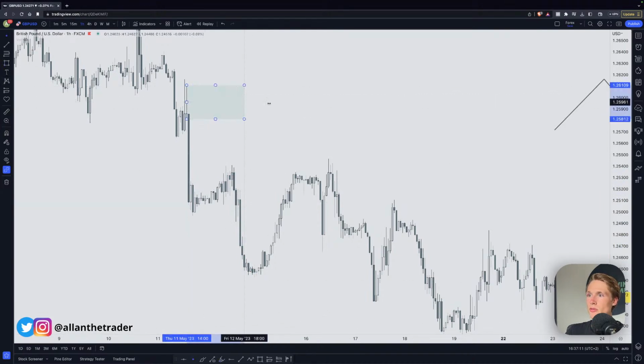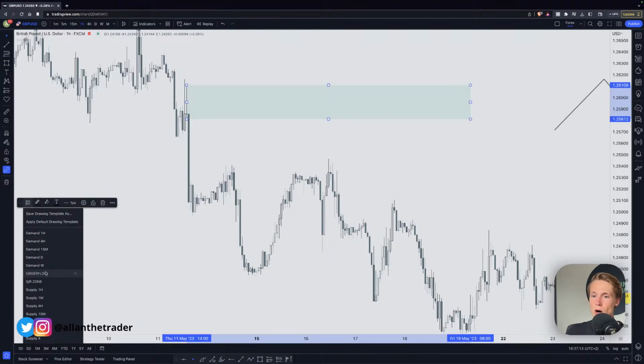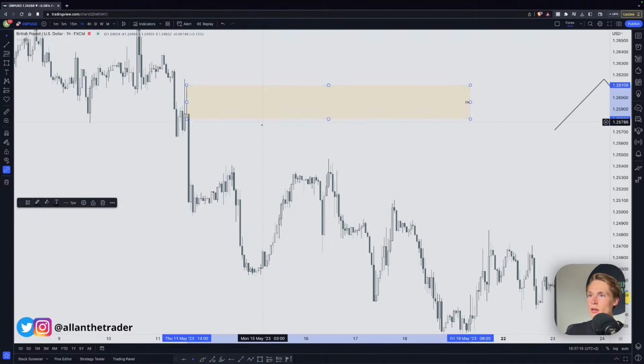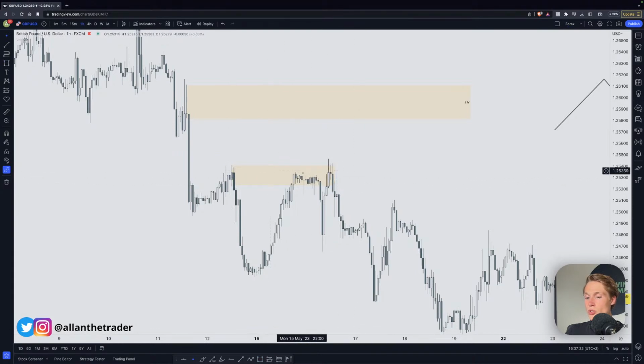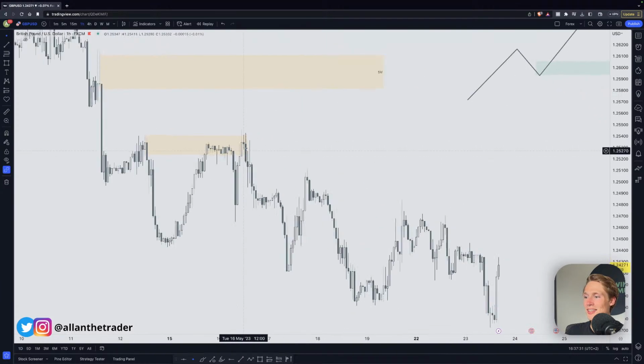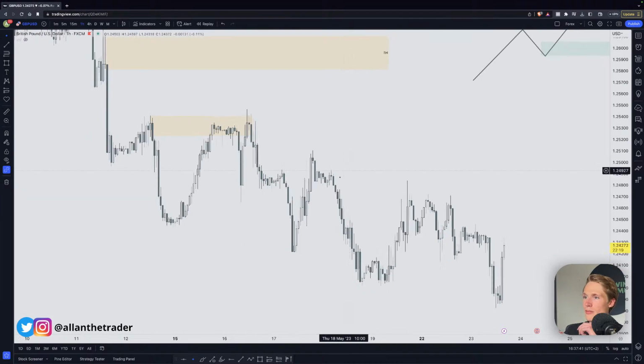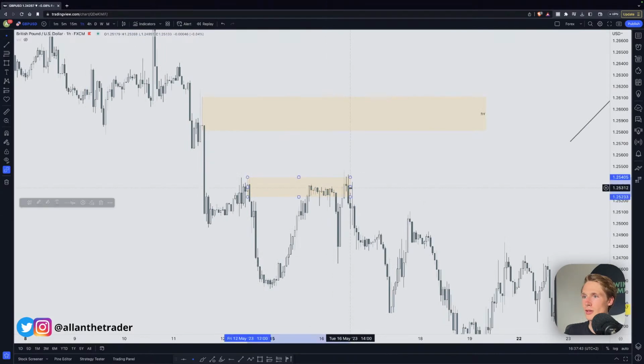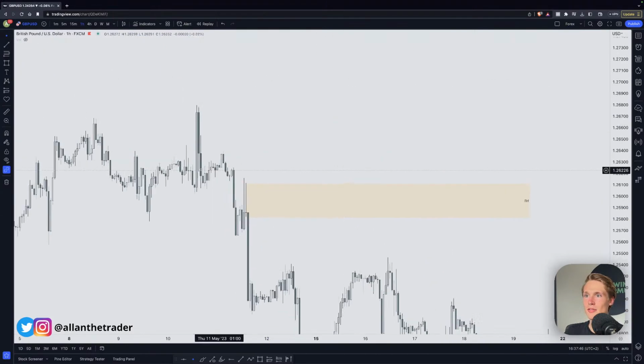So here is a zone. That's what we call a supply zone, because that's the opposite of a demand zone. And here you have another supply zone as well, which turned into a really good short trade, like you can see. And this is actually the example of the reel that I just posted on Instagram, by the way. Okay, so hopefully this makes a little bit of sense.